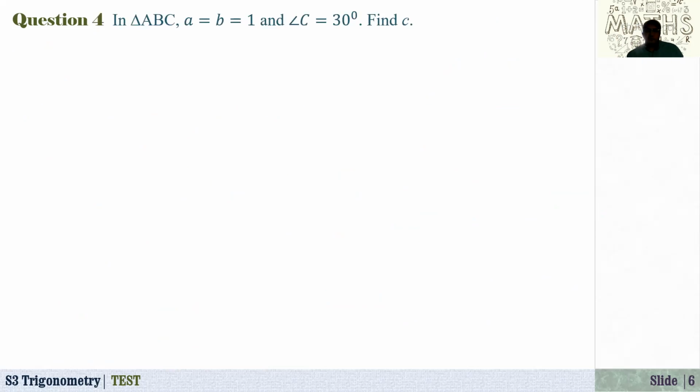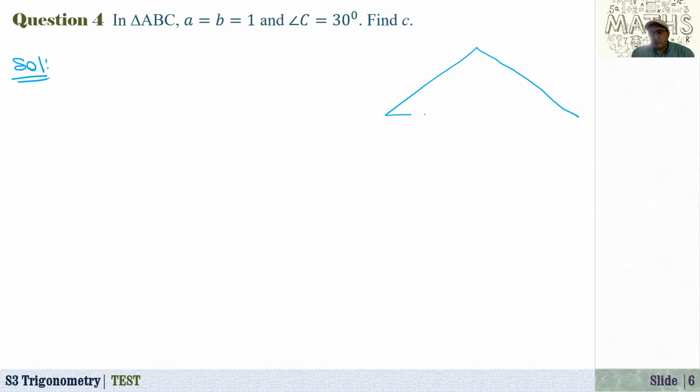Okay, question 4. In triangle ABC, A equals B equals 1. Angle C is equal to 30 degrees. Find C. Okay, so A and B, they are equal to 1. So I can just solve. Let me draw this here. I don't know what kind of triangle it is.